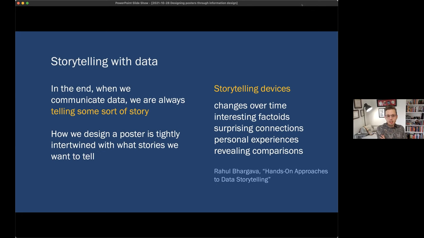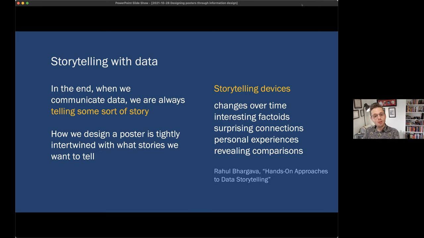Now, the last thing I want to talk about in this last section is very short, and this will lead us into our breakout activity of designing posters, is that when we communicate data, we're always telling some sort of story. And how we design a poster or a figure is very tightly intertwined with the specific stories we want to tell. So some common storytelling devices that we're always using in any kind of design are the things you see on the screen here.